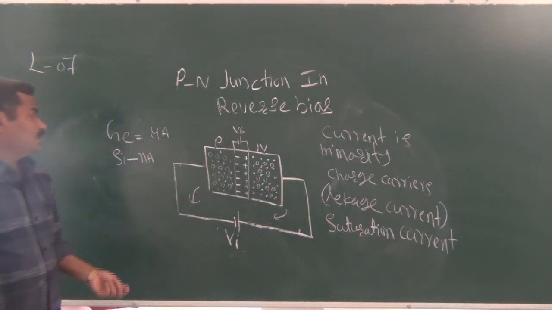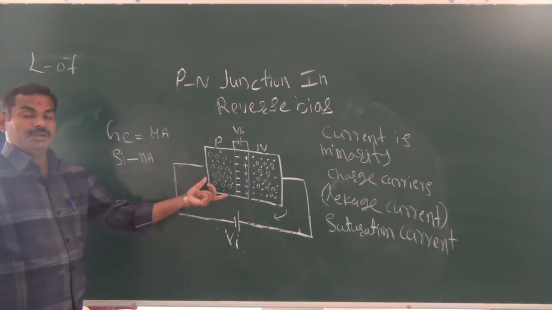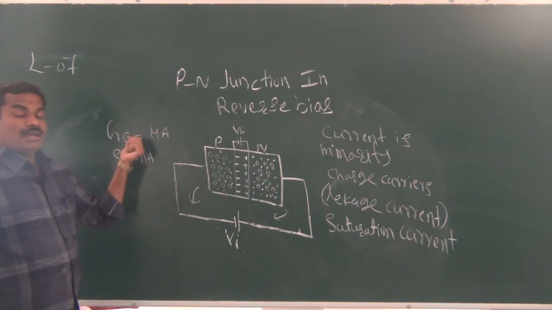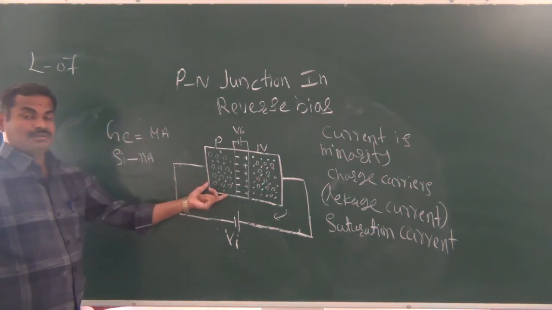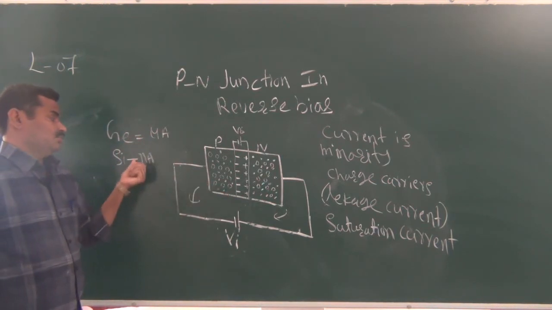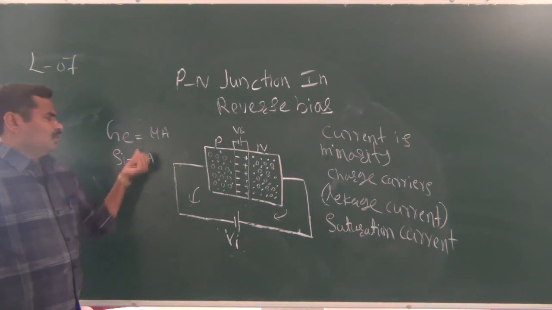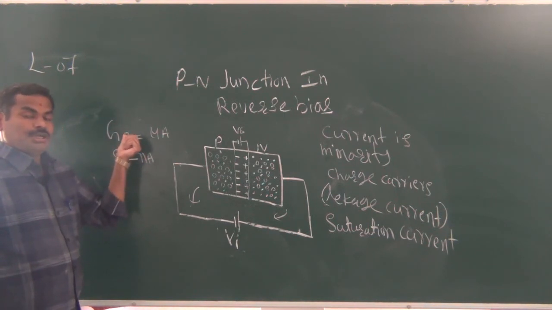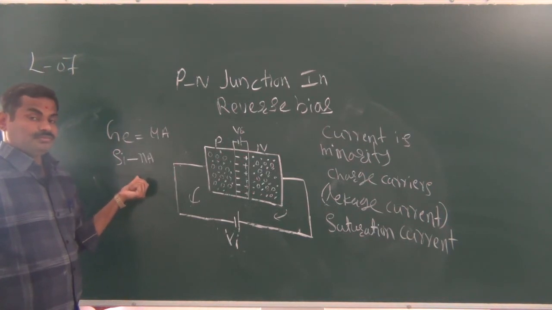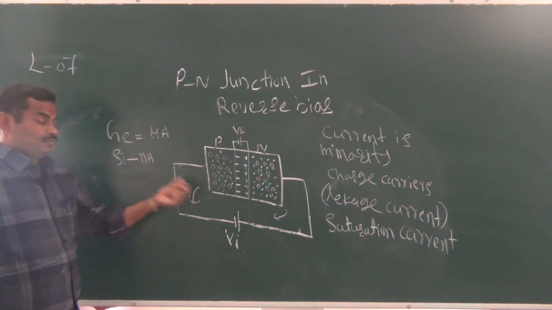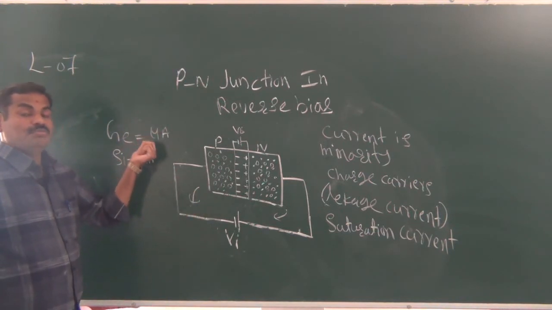And finally, if you are using a germanium diode, its current in the reverse bias is about microamperes, and if you consider silicon, its reverse current is about nanoamperes. The reverse saturation current for a germanium diode is microamperes, and the reverse saturation current for silicon is nanoamperes.